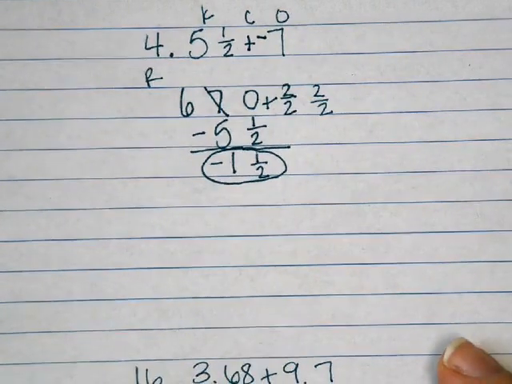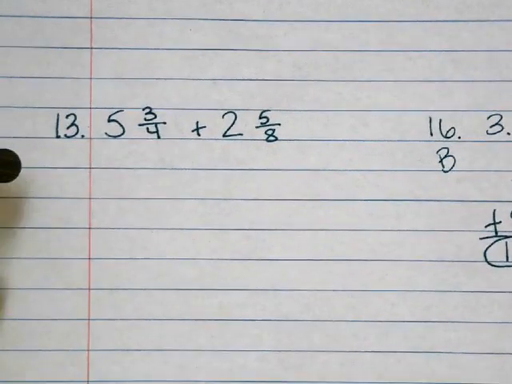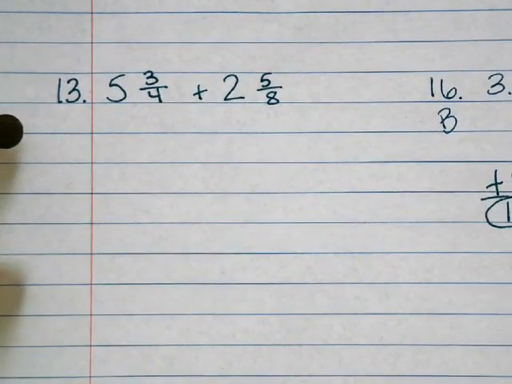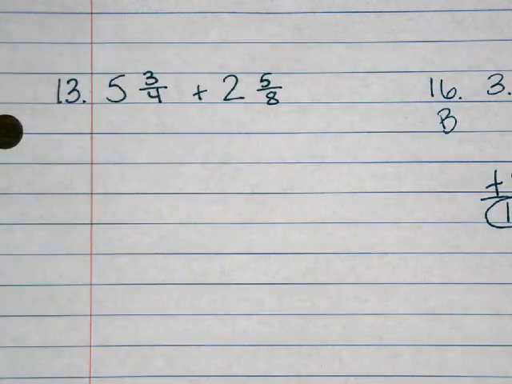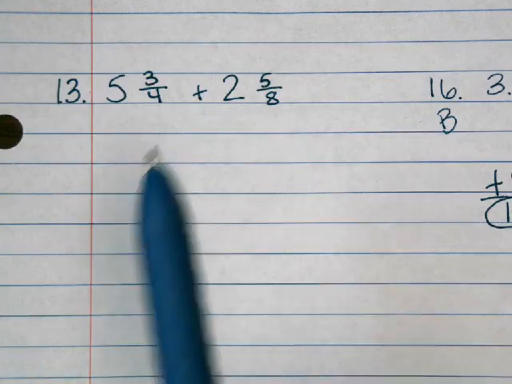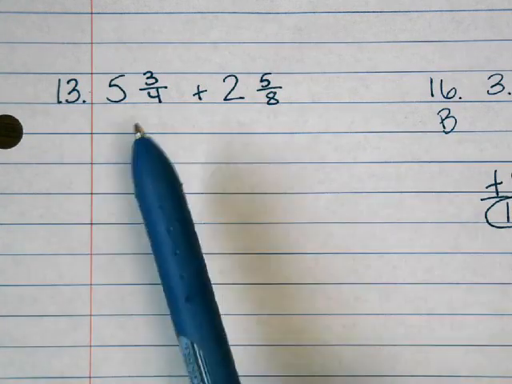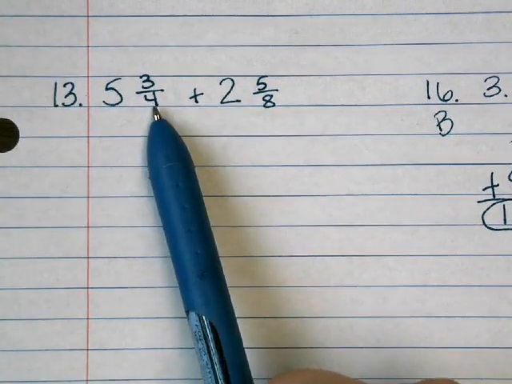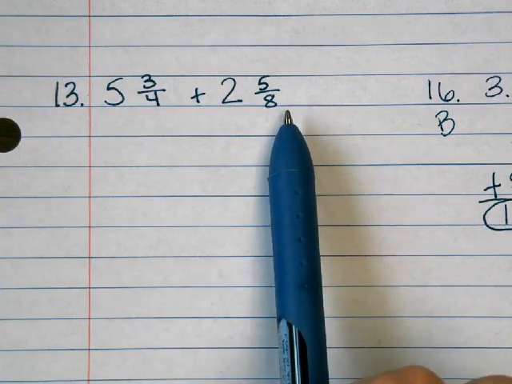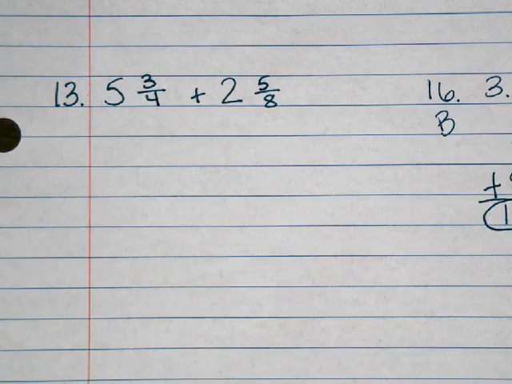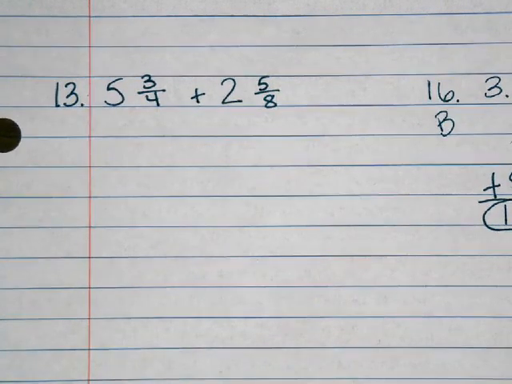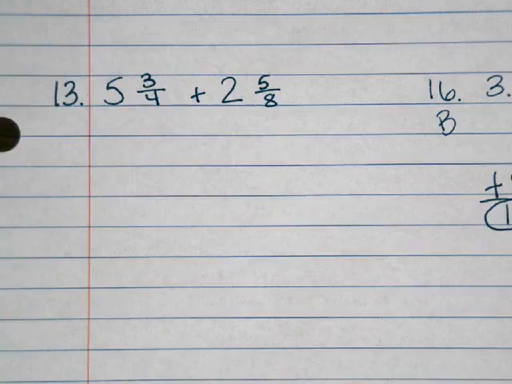Okay, looking at 13, this is going to be the last one. It's already adding, so I don't need to do keep, change, opposite. But look at your denominators. Your denominators are not the same. So before I can add them together, I have to change my denominators to be the same.